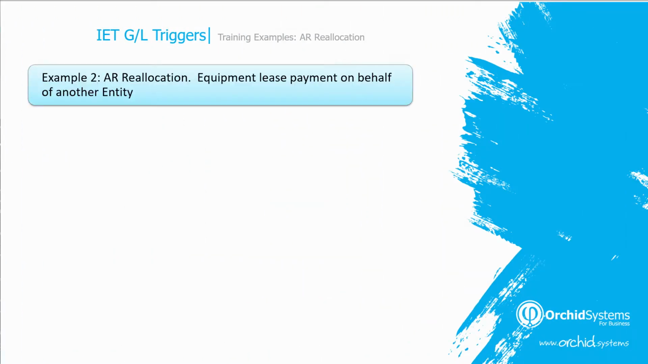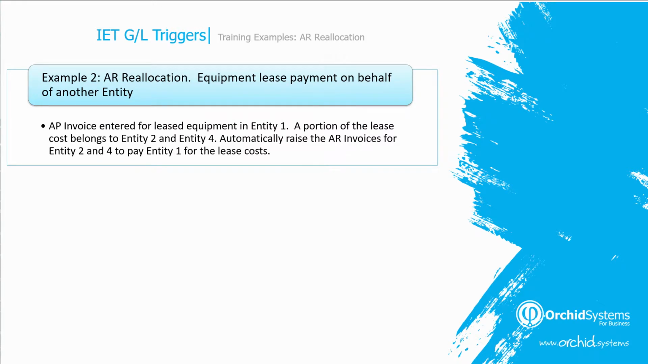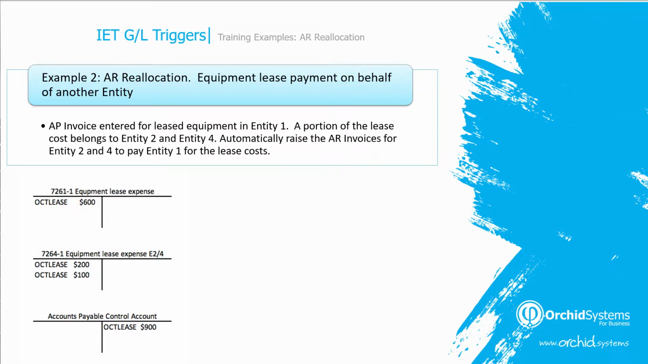The next example we're going to do is an AR reallocation. We're going to record an AP invoice for leased equipment in Entity 1. A portion of the lease cost belongs to Entity 2 and Entity 4. We're going to automatically raise the AR invoices for Entity 2 and 4 to pay Entity 1 for these lease costs.